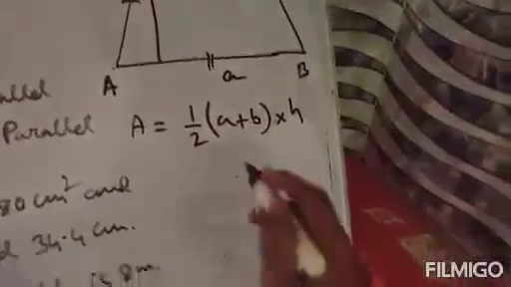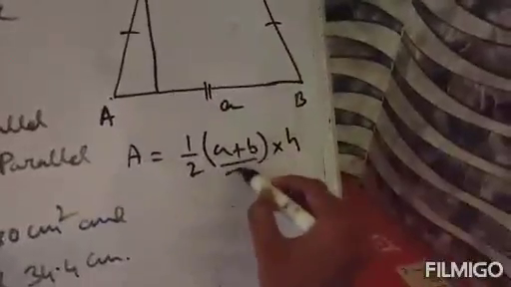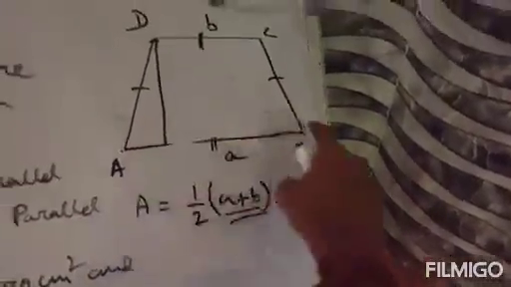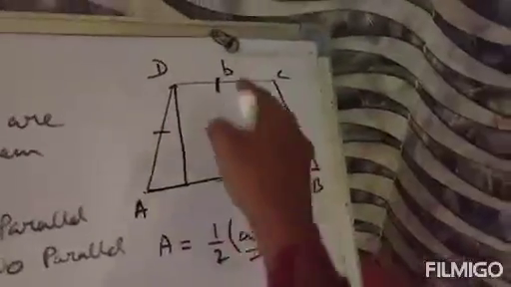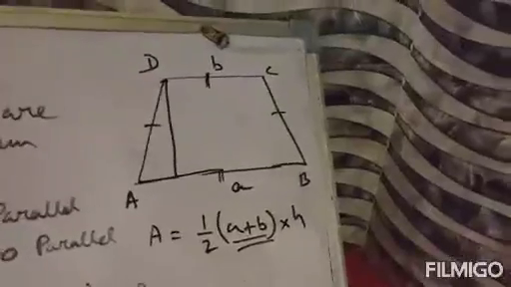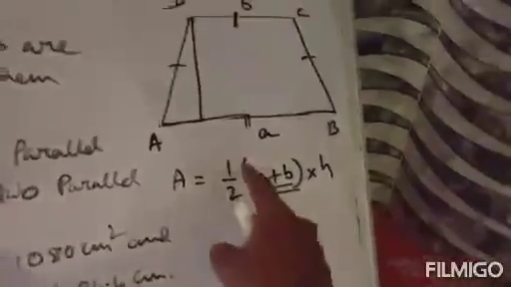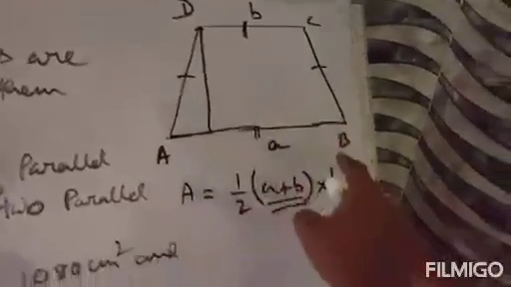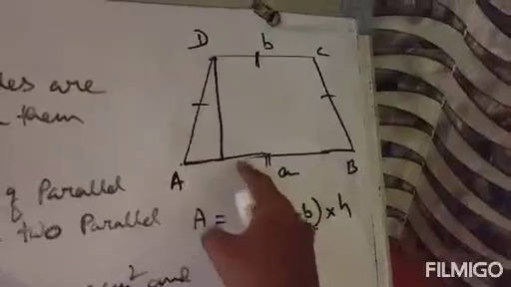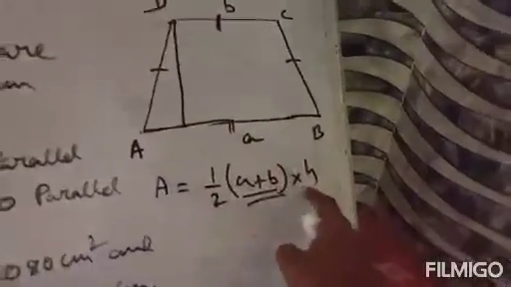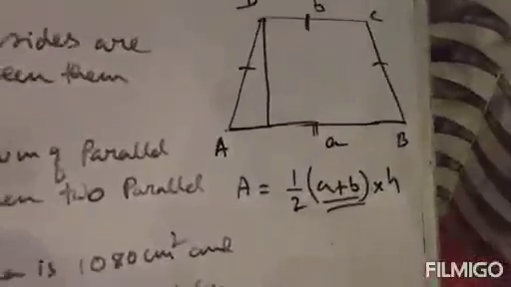That means the formula is 1 by 2 into the sum of the parallel sides, that means A plus B. This is a side, this is a side, and these two are your parallel sides, parallel to each other. So the formula for the area of a trapezium is 1 by 2 into the sum of parallel sides into height, or we can say the distance between the two parallel sides. The distance between the two parallel sides is actually the height. So this is the formula for the area of the trapezium.